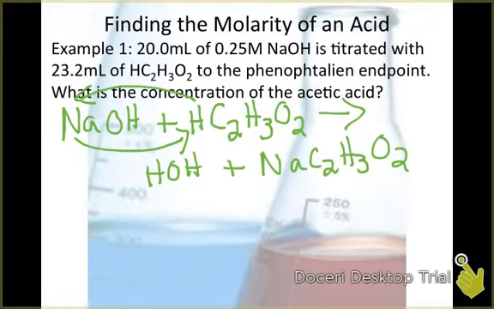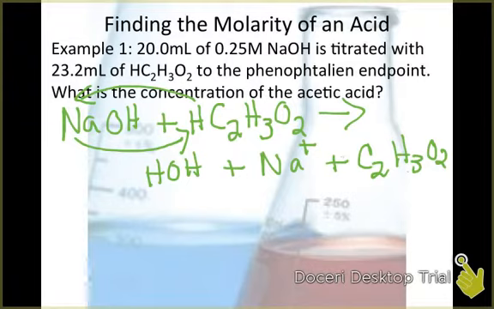What you then need to do is figure out: is it a strong acid? If it's a strong acid, you need to write it as ions. Okay, so sodium acetate is a strong acid, which means we need to write it as ions. So instead of writing it as NaC2H3O2, we are going to write it as Na+ and C2H3O2-. Now, sodium acetate is not on your list of strong acids.